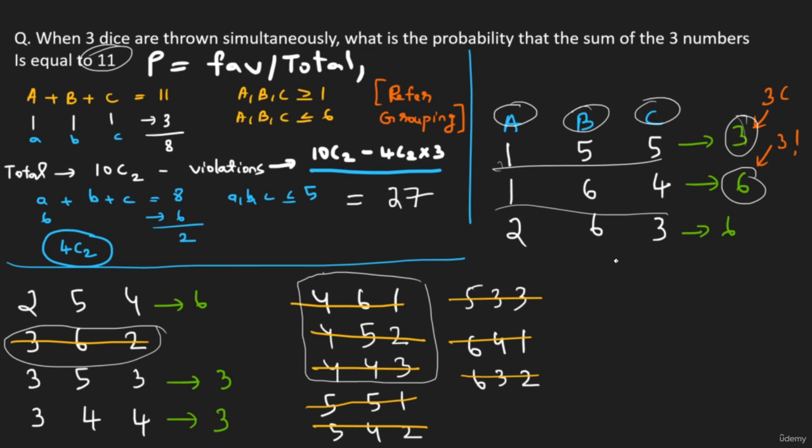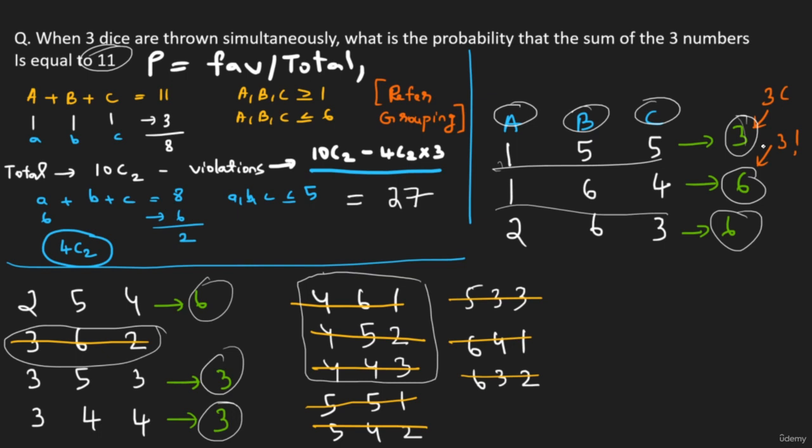What about 263? You have 3 different items in 3 places. It can be done in 3 factorial ways, which is equal to 6. What about 254? Again, that's 6, because it's 3 items in 3 places. 353. This can be arranged in 3 factorial by 2 factorial ways, which is equal to 3. And 344 can also be arranged in 3 factorial by 2 factorial ways, which is also equal to 3.